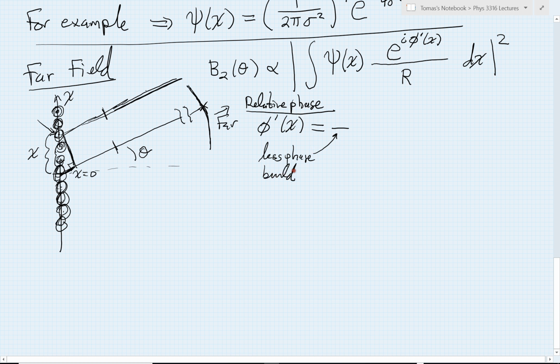And the amount of the buildup we compute in the same way. It's 2 pi so that we can have things in radians, divided by my wavelength lambda so I can count the number of waves. And now I need to account for this distance. But the geometry again is very similar, right?